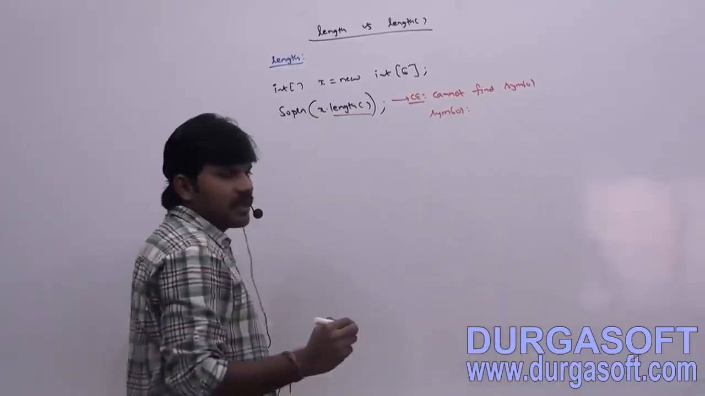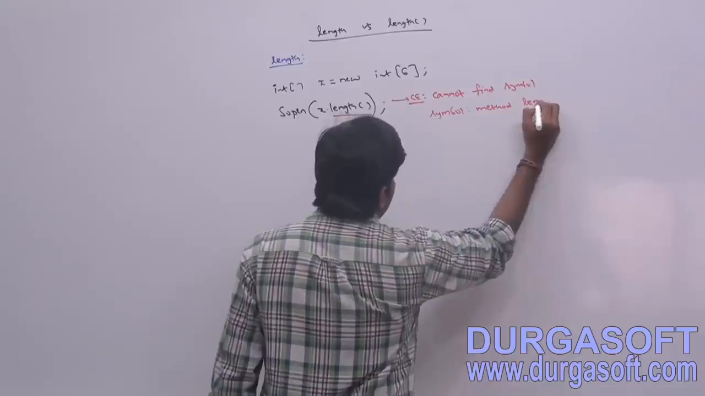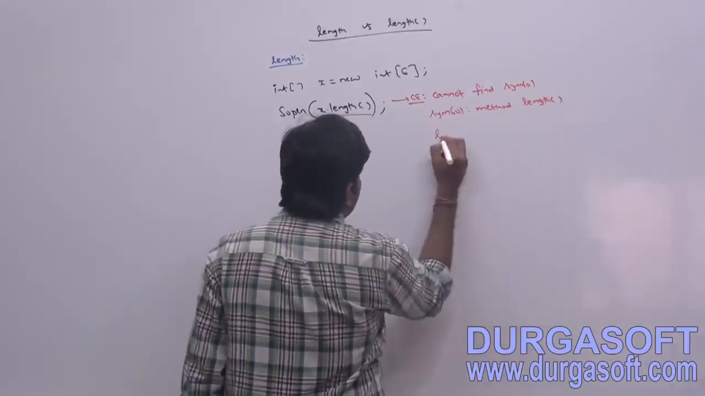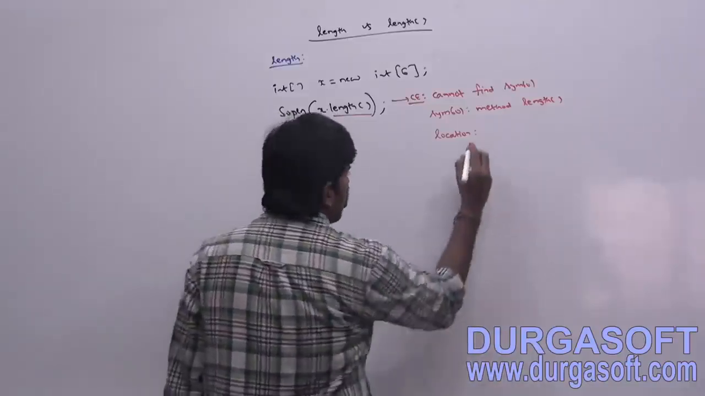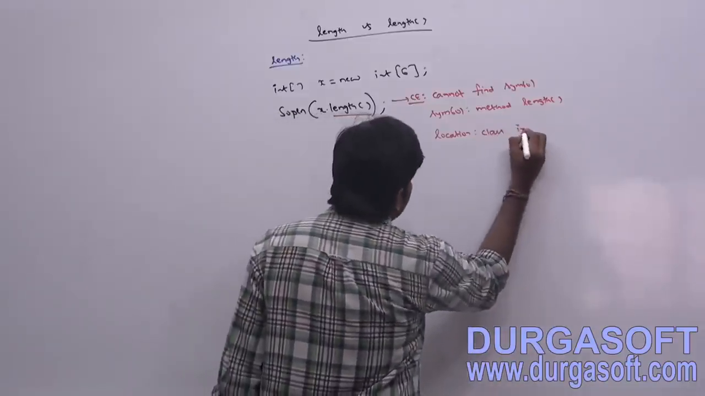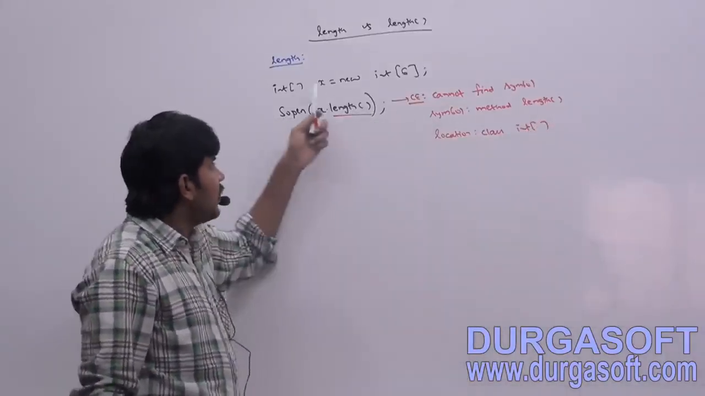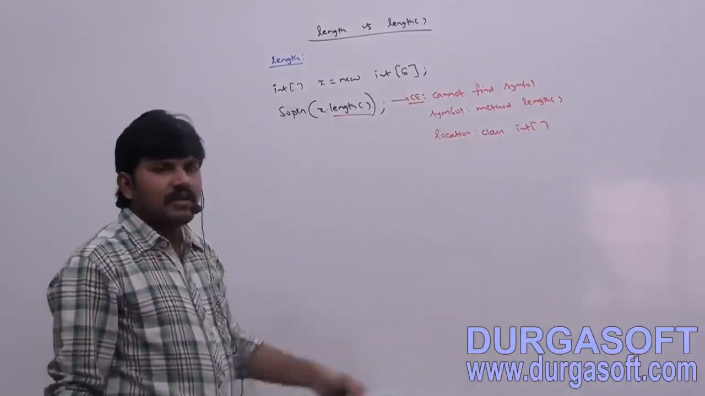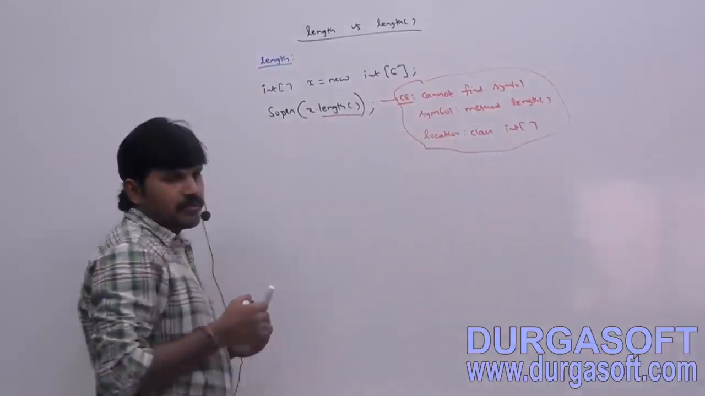Which symbol? Method length. In which location? Class int array type. For int array type, there is no length method. How can I compile? Compile time error by default you are going to get.